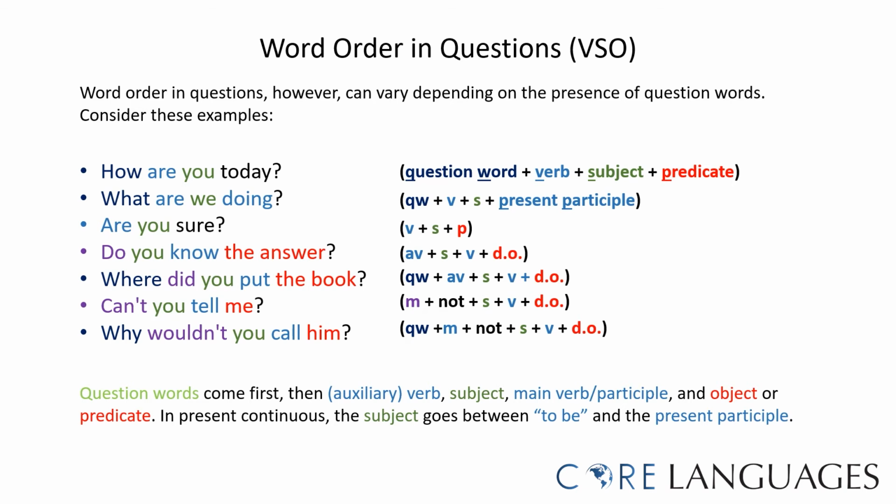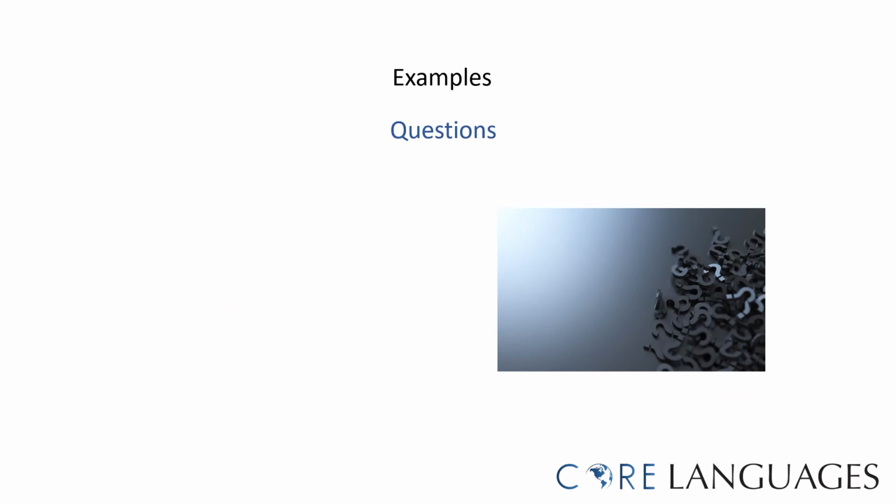Question words always come first, then the auxiliary verb, the subject, the main verb and the participle, and then the object or the predicate. Remember that in the present continuous, the subject goes between to be and the present participle. Here are some example questions. Read along and try to identify the different elements and how they determine the word order of the question.